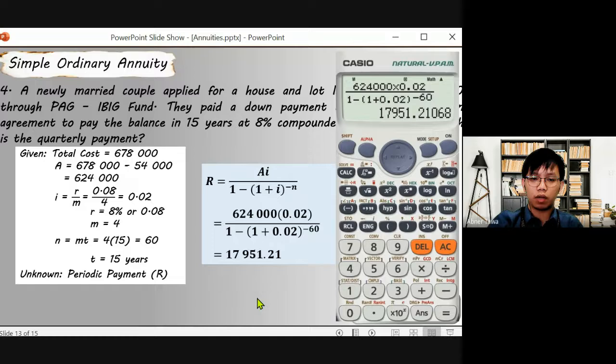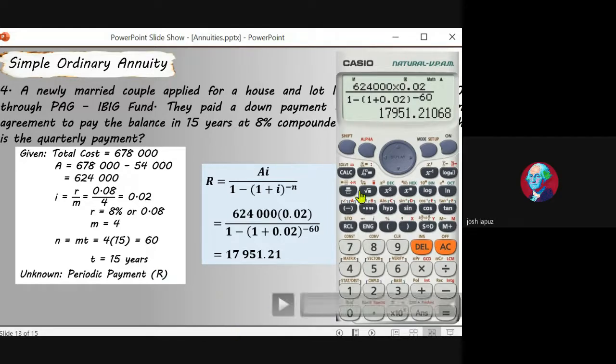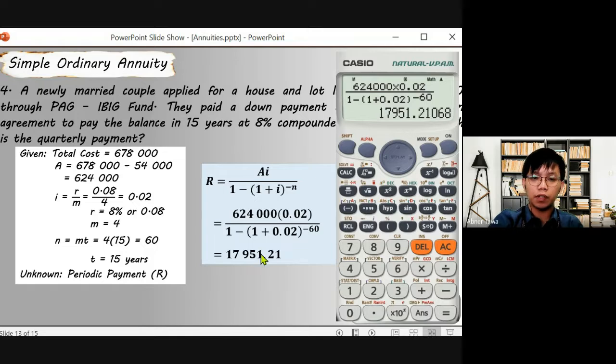or in at most two decimal places, we have 17,951.21. So that will be the periodic payment, or the payment that you need to pay every 3 months, the married couple, para mabayaran nila yung house and lot na kanilang binili.